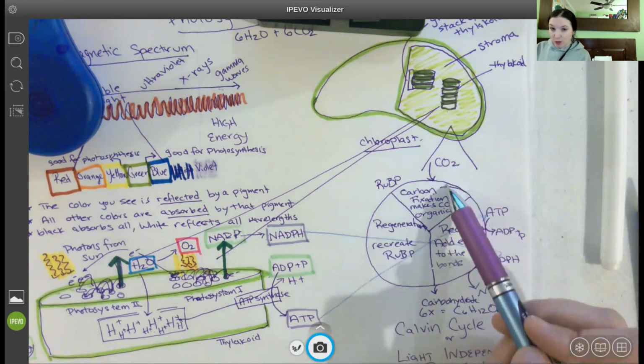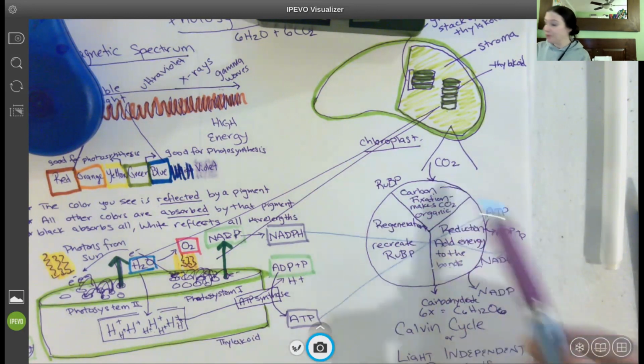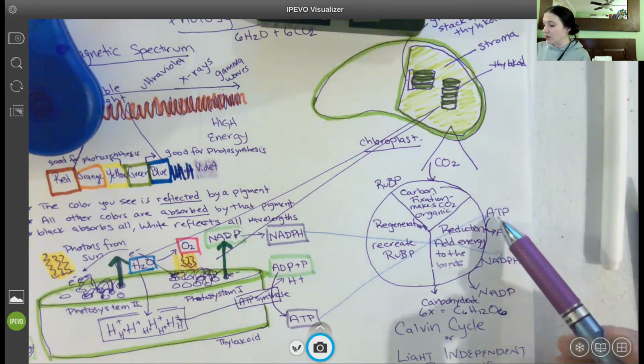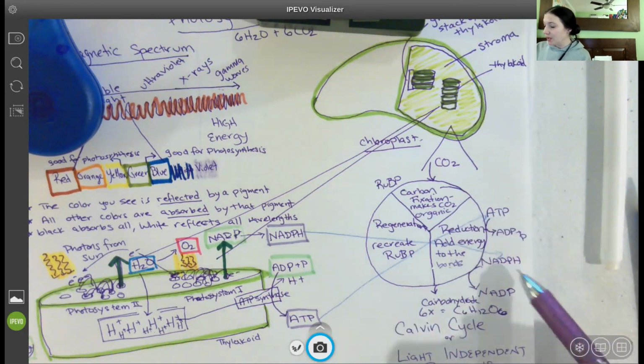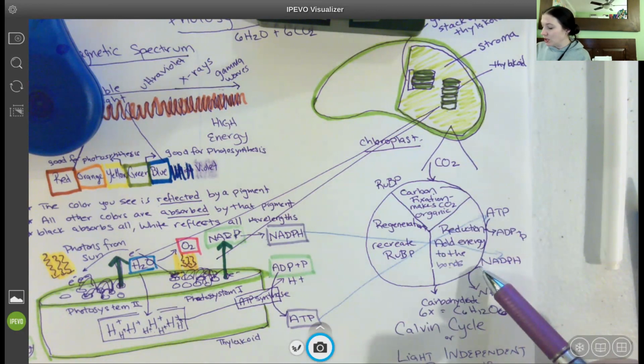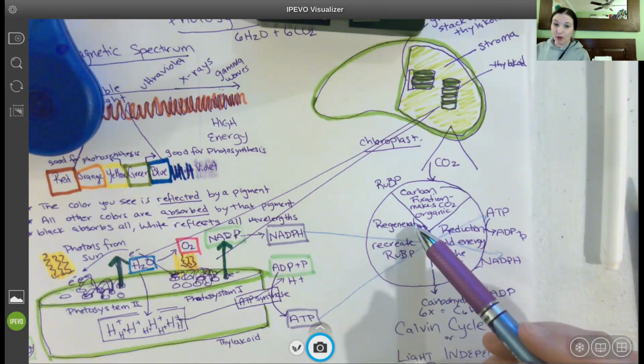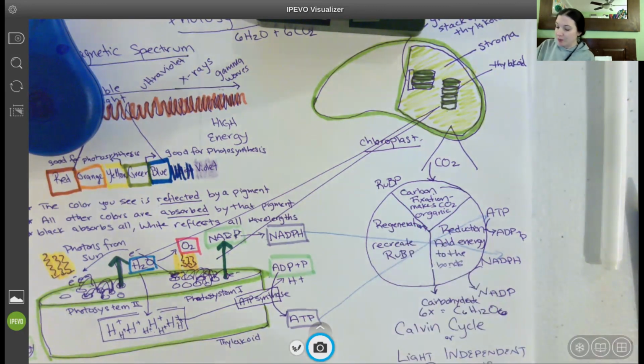You can add another carbon dioxide. That's fixation. Then you add energy in the reduction step. You add energy in the form of ATP and NADPH, and then you are going to regenerate it. It actually costs some ATP to make that happen too, but we're not going to talk about that so much. So let's go back.